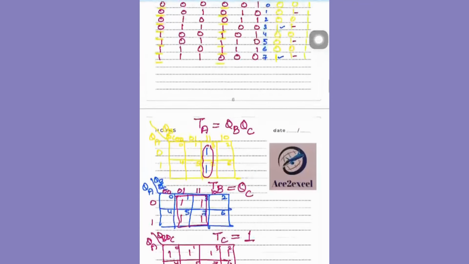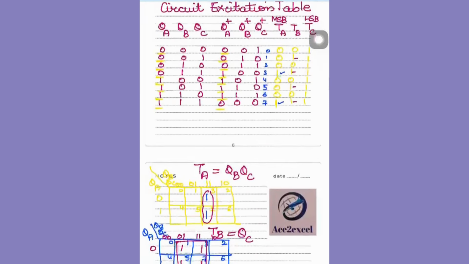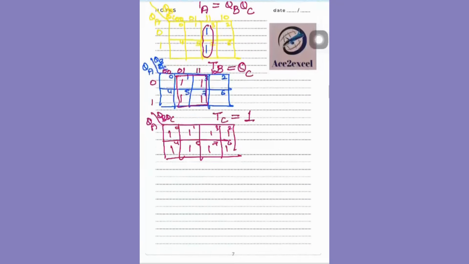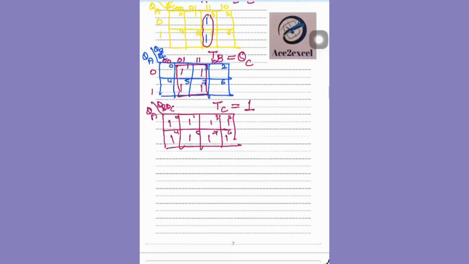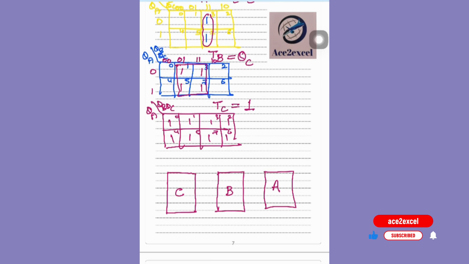This is the complete step. And now once we are done with the circuit excitation table and K-map, we'll be drawing the diagram. For the diagram, it is crystal clear in the circuit itself. There are 3 flip-flops. So I'll quickly make 3 boxes. These 3 boxes will be named first. A is the MSB and C is the LSB bit. So I'm naming it as it is. Type of counter is synchronous.